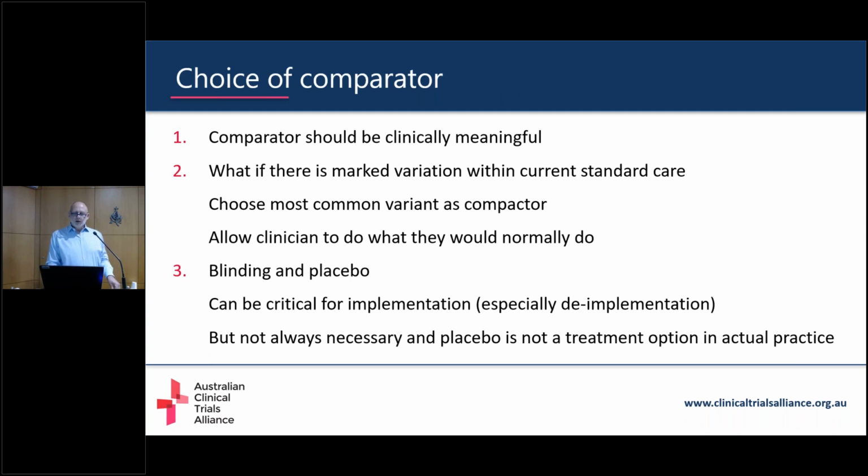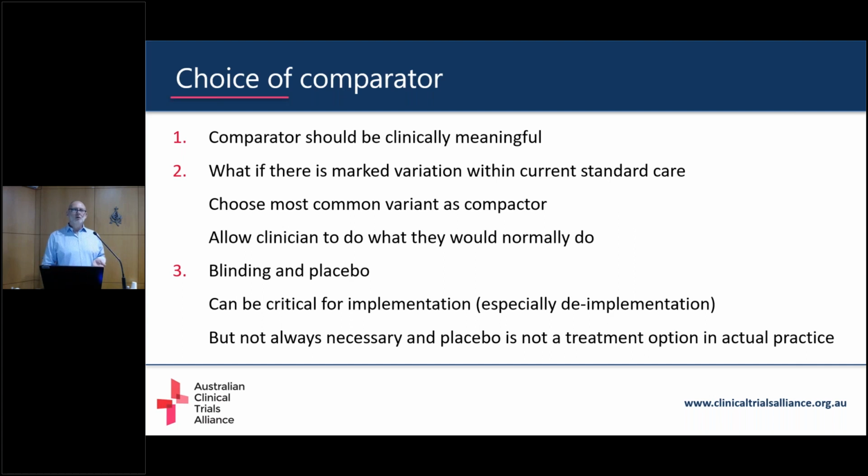The choice of comparator is particularly important for implementation. The comparator has to have clinical meaning to the people who are going to apply that evidence in practice. There's so much variation in clinical practice. It really makes your life difficult as a clinical trialist, finding suitable comparators if all of the clinicians do different things. Because if all the clinicians do different things and you compare protocolized A versus protocolized B, all the clinicians will say, well, I don't do protocolized B, so I don't know if these results apply to my practice.